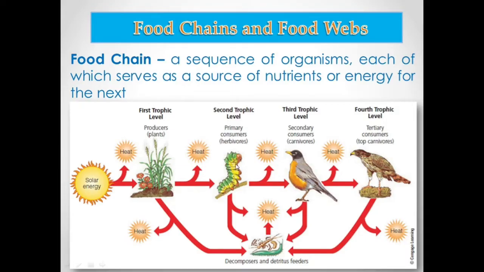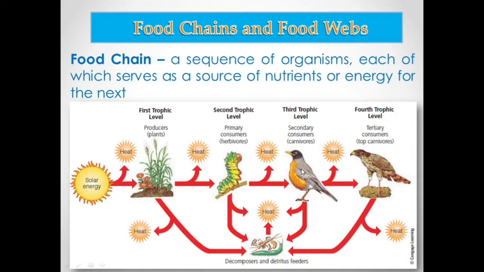The plants need that solar energy to produce their own food. Then you have your primary consumer, for example a caterpillar, which feeds on that plant. You have your secondary consumer, which feeds on the primary consumer, and your tertiary consumer, which feeds on the secondary consumers. All of these producers and consumers, when they die, will be decomposed by the decomposers and the detritus feeders, and all of them release heat to the environment. At every trophic level, energy is being released. That's why there is a decrease in energy as we go further up the trophic levels.